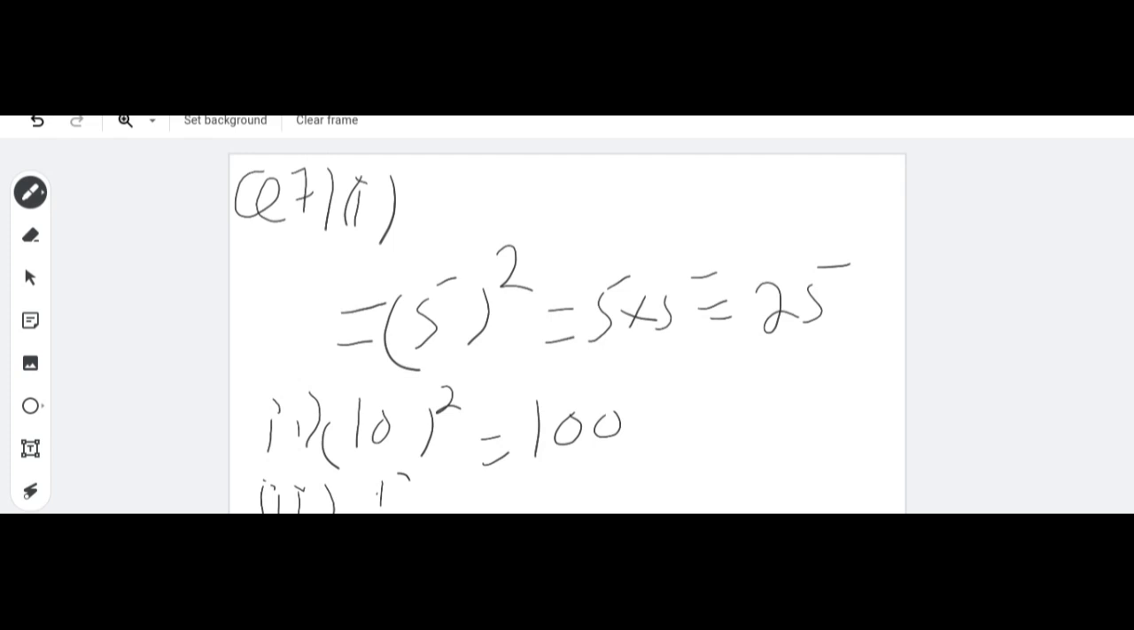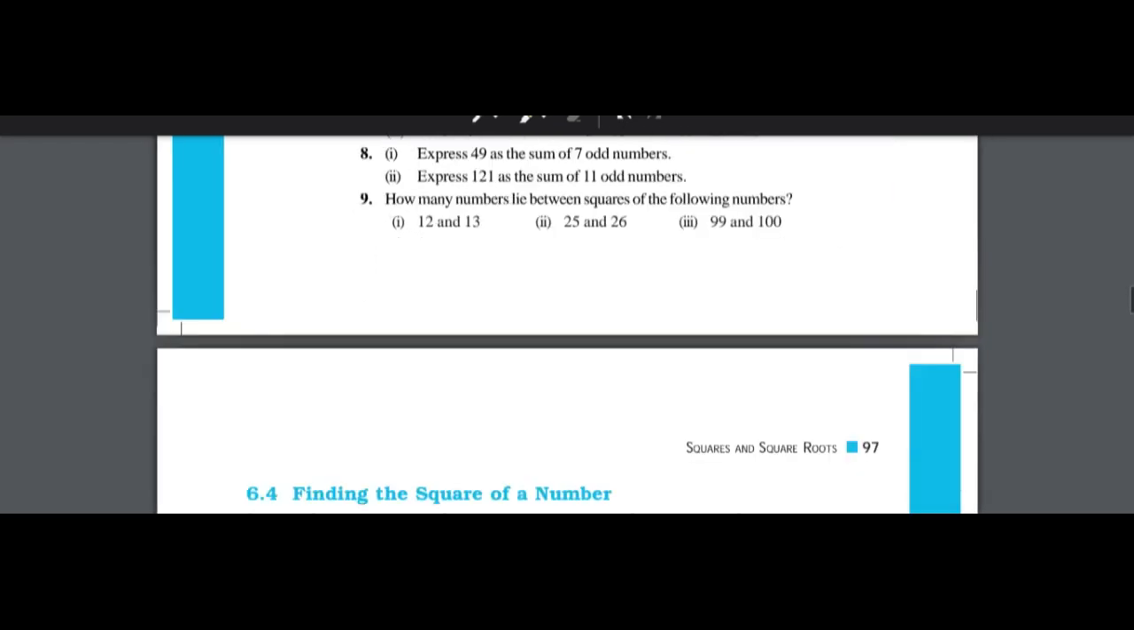144. Yes, 12, and then scale is equal to 144. Very good. Understood? Yes, ma'am. Okay, now move to question number 8.